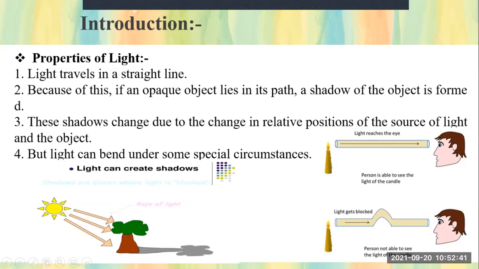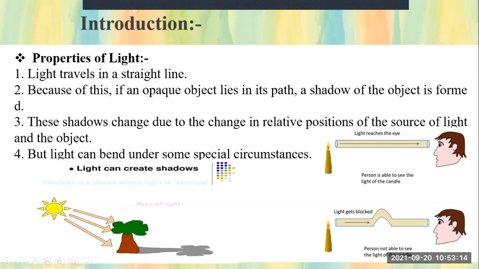But students, when he bends this pipe in the middle like this, what happened? Light gets blocked here because light is traveling in a straight line. So this person will not be able to see the light of the candle. So this activity is going to tell us that light travels in a straight line.